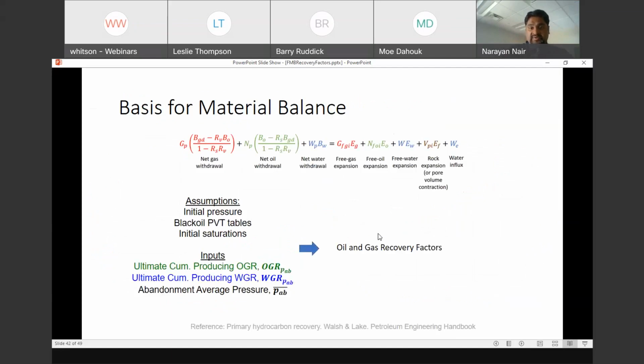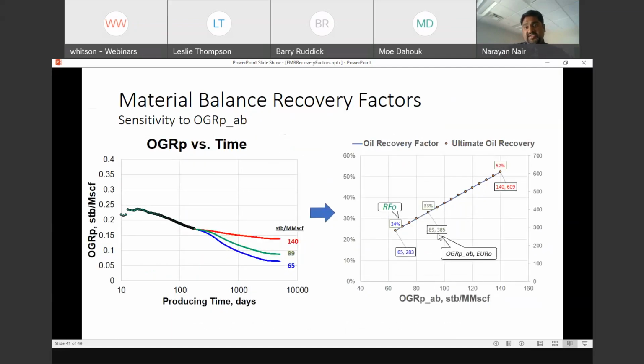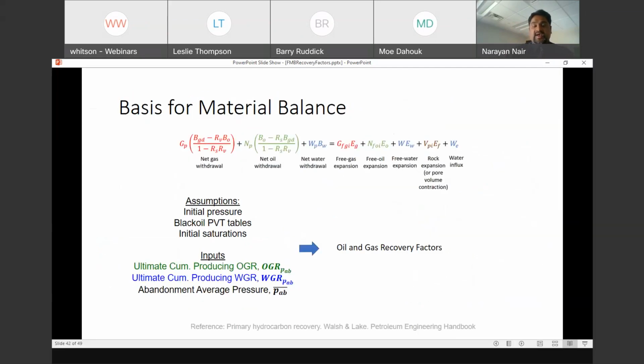There's going to be one slide that I'm going to show about how you rationalize a good forecast for your ratios for the life of the well in order to get reasonable recovery factors. The takeaway from this slide is that the uncertainties, at least in the context of this recovery factor module, have a linear relationship. As Leslie mentioned, the purpose of combining this method is to get reliable estimates of the cumulative ratios at abandonment, paired with an abandonment average reservoir pressure, to calculate oil and gas recovery factors.